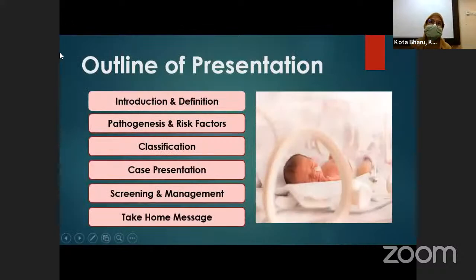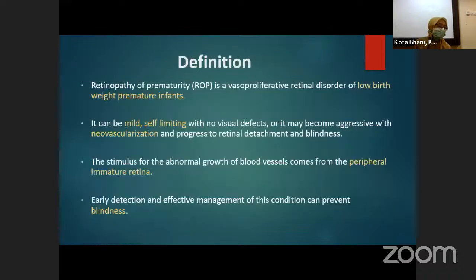Okay, this is my outline of presentation today. Okay, what is ROP? ROP is retinopathy of prematurity. Retinopathy of prematurity is a vasoproliferative retinal disorder of low birth weight premature infants.